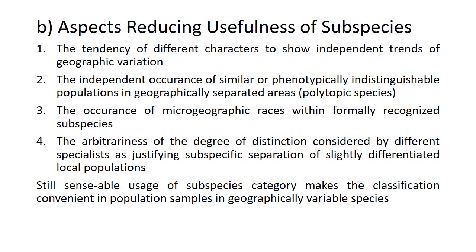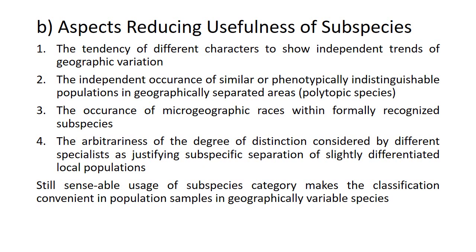There are 4 aspects which reduce the usefulness of the subspecies. Number 1, different characters show geographic variation. So the tendency of different characters to show independent trends of geographic variation reduces the usefulness of the subspecies. Number 2, how to deal with allopatric populations that are extremely similar.